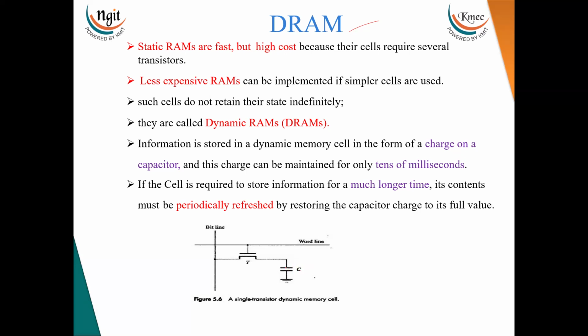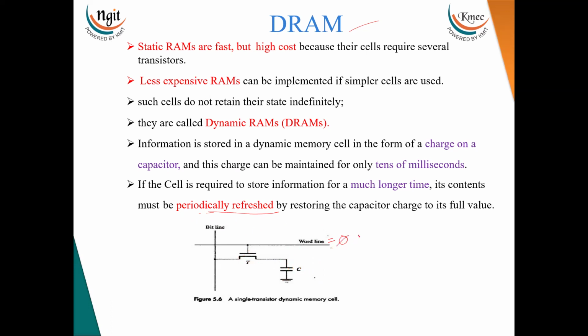For that it needs refreshing circuits. Periodically refreshing means that at intervals of time, we need to charge the capacitor. That I will explain later. Now what happens if the word line is equal to zero? The transistor is off and acts like an open switch, and whatever the charge is across the capacitor, it will retain as it is. With respect to time, it will discharge. That will be discussed later.